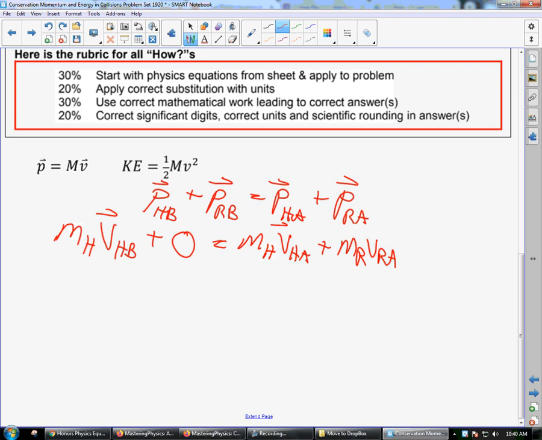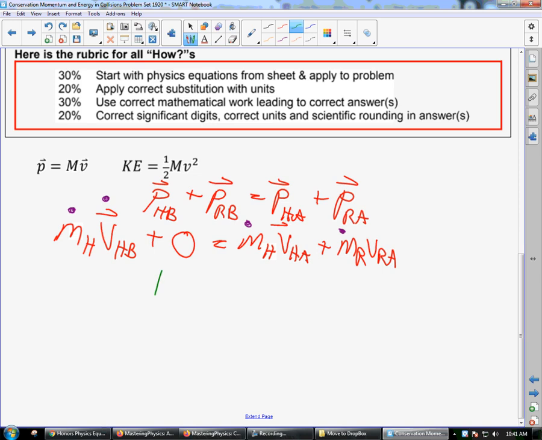Now, I know the mass of the hammer. I know the velocity of the hammer beforehand. I don't know the velocity of the hammer afterwards. And I don't know the velocity of the rock afterwards. So I really can't go any further because that's a single equation. I have 2 unknowns, right? In fact, we know this, we know that, but we don't know the other ones. So let's see where we can get with kinetic energy.